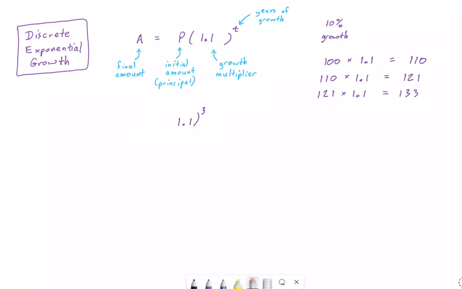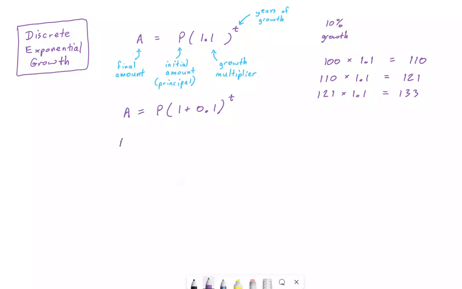So let's take that idea, and I want to change something up a little bit. I'm now going to write my equation in the following way. A equals P times (1 plus 0.1) to the T. And that makes it very clear that I have a 10% growth. Okay, that 0.1 is in there. It's being added to the 1, and I get 1.1 total as my multiplier.